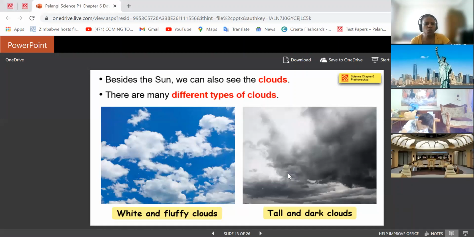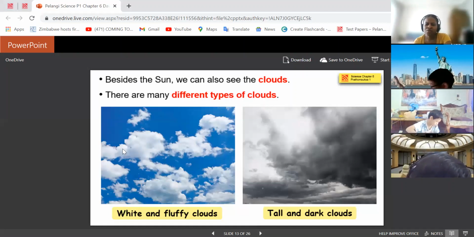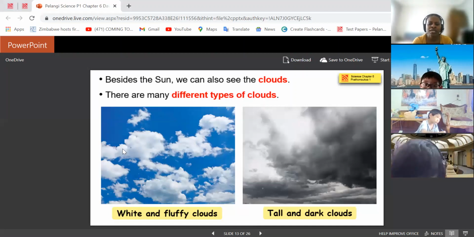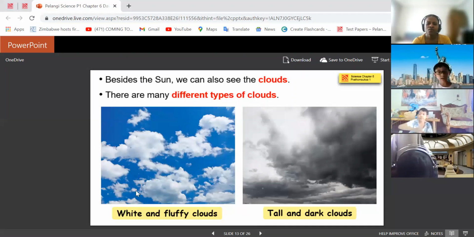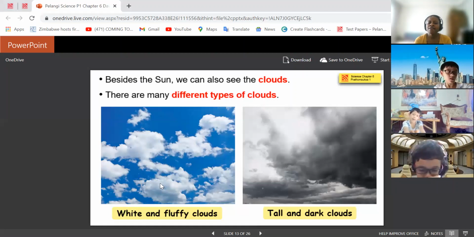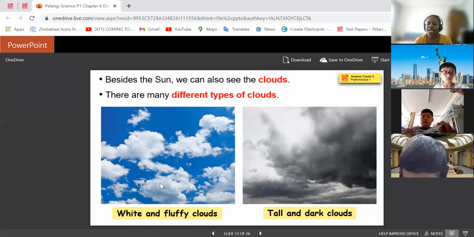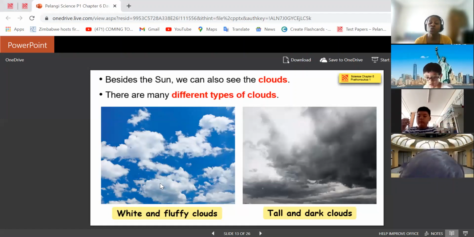We can see the first one here. The first one is what? Which color? The first picture of the clouds, which color? White and fluffy clouds. Thank you. The first ones are white and fluffy, right? And yes, the sky is also blue. Thank you, Nachinon and iPhone.